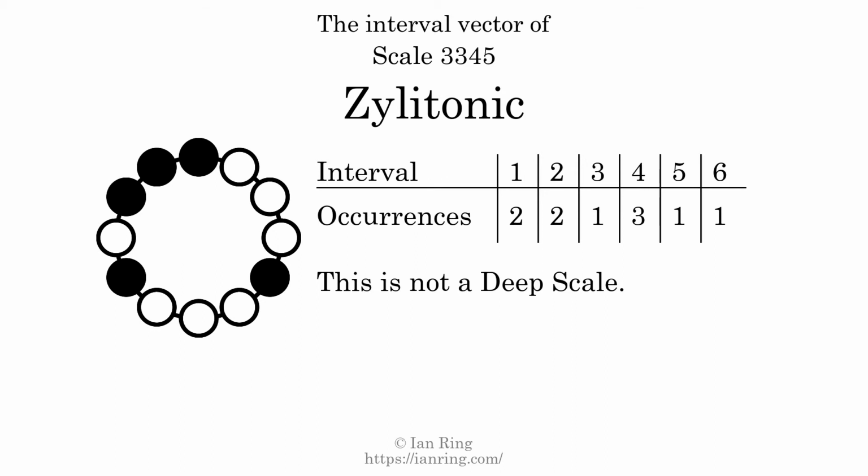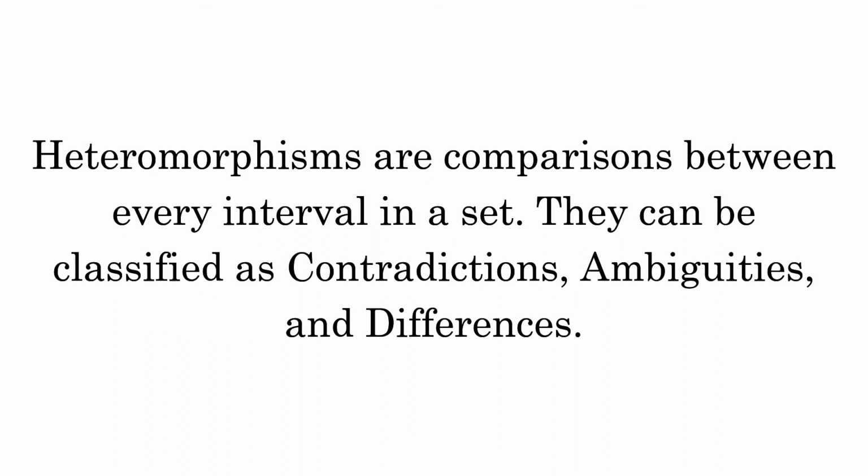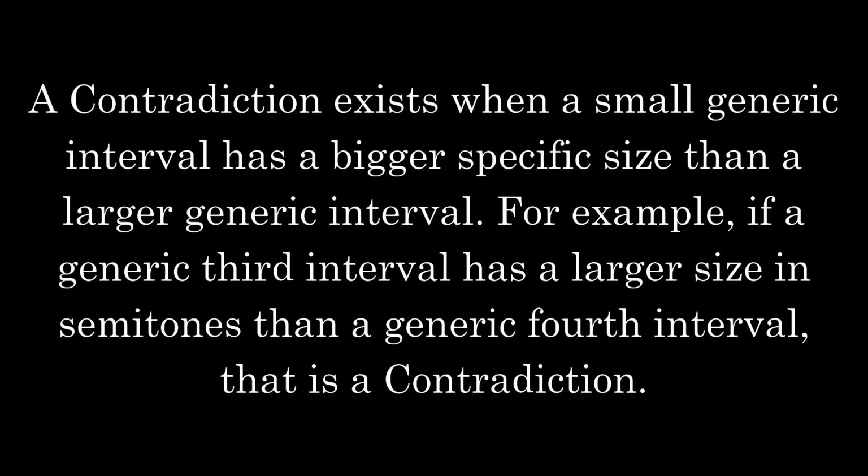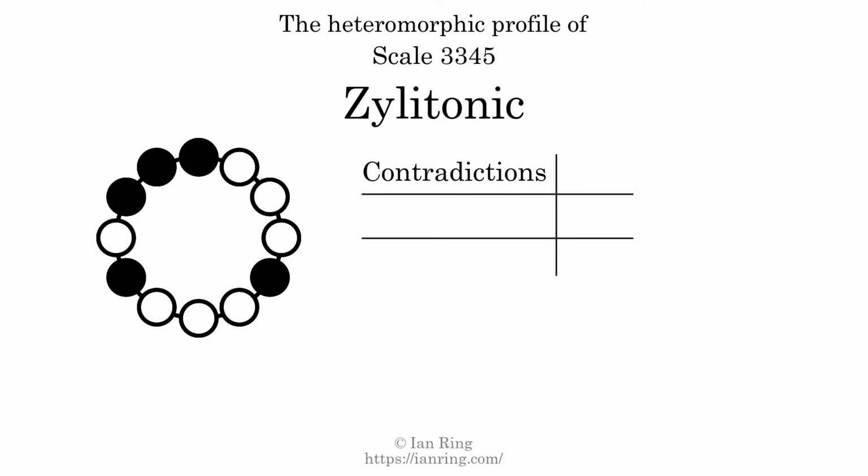a deep scale. Heteromorphisms are comparisons between every interval in a set. They can be classified as contradictions, ambiguities, and differences. A contradiction exists when a small generic interval has a bigger specific size than a larger generic interval. For example, if a generic third interval has a larger size in semitones than a generic fourth interval, that is a contradiction. The number of contradictions in this scale is 13.